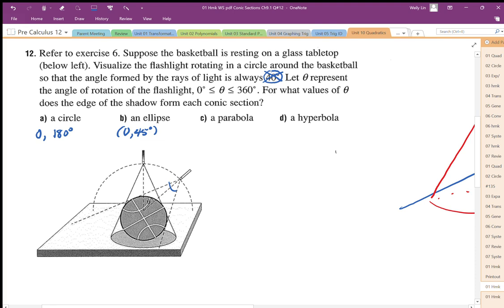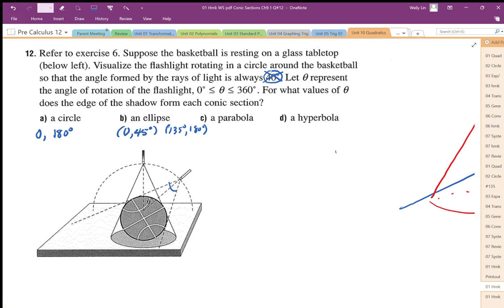As we go around past 45, we're going to get a parabola and hyperbolas, and then when we get back to, it looks like, 135 degrees, from 135 degrees all the way to 180 degrees, we're going to get an ellipse, and then we'll have that mirrored on the other side as well. We're just going to look at that first half of the circle, but we get a mirror image on the other side of the circle.